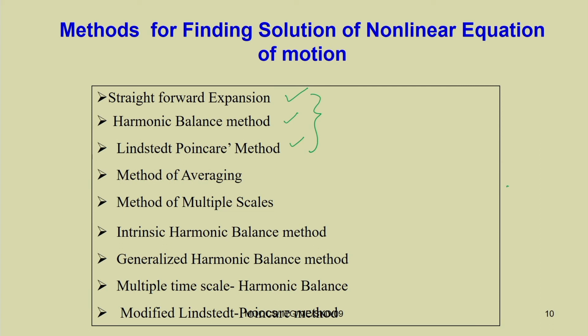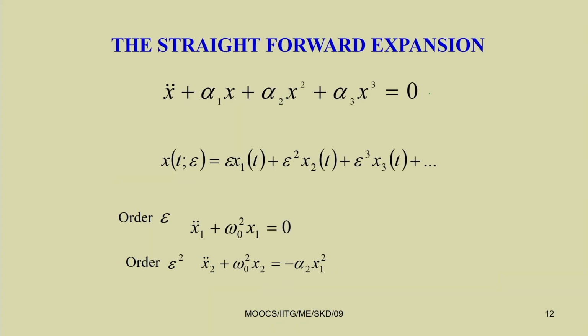In the straightforward expansion method, you directly expand the equation. For example, take this nonlinear governing equation having quadratic and cubic nonlinearity. You expand x(t, epsilon), where epsilon is a bookkeeping parameter much less than 1, in the form epsilon x1 plus epsilon square x2 plus epsilon cube x3, and you can add higher order terms also, by substituting into the governing equation.